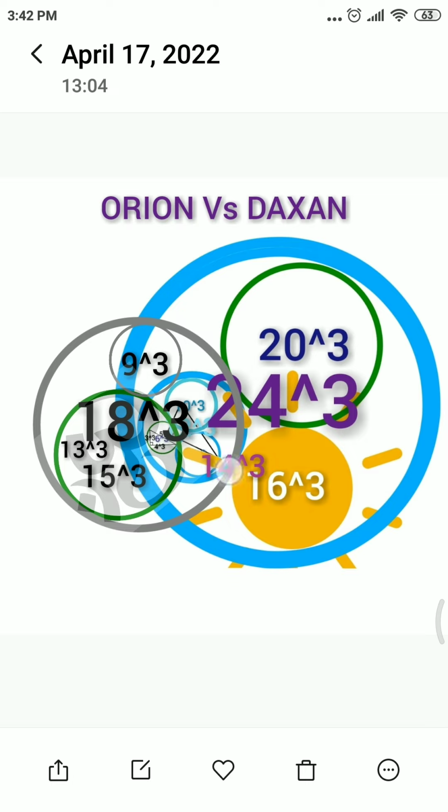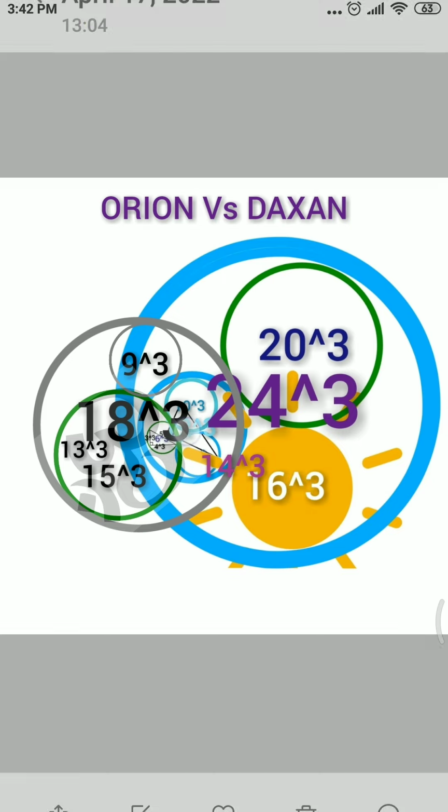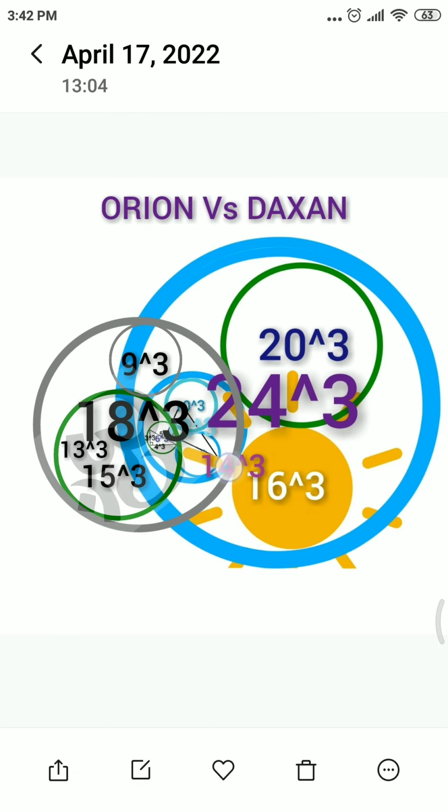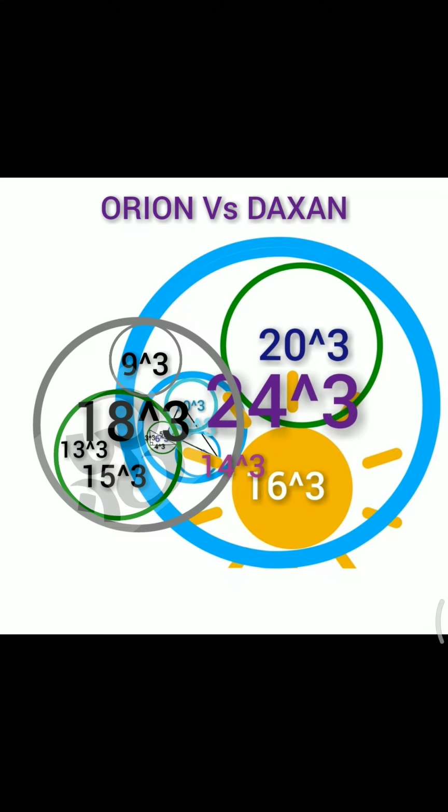And 14 cube, Lord Krishna, is supposed to contain 14 realms inside him. So this 14 cube is the son of 16 cube and 12 cube. So this 14 cube is Lord Krishna, I think, according to me. So these are Orions, these are Daxans.